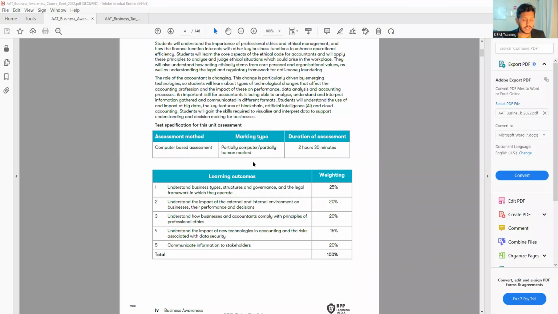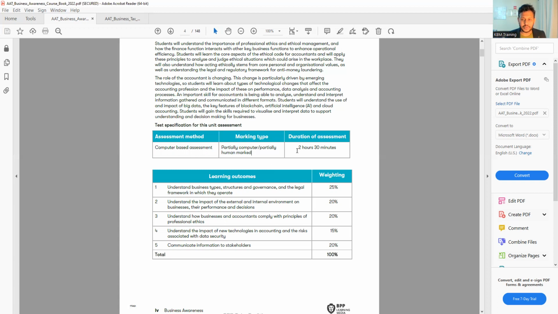So if we have a look at the exam structure, you can see the exam will be computer based. The way we did other exams, it will be the same way. We have to sit down at the computer and do the exam on the computer. And the exam will be marked by computer and partially by a human. So that means you're not going to get the result immediately. You have to wait 5 to 6 weeks for the result. The way we used to do our synoptic paper is going to be the same. So you have to wait a few weeks for your result.